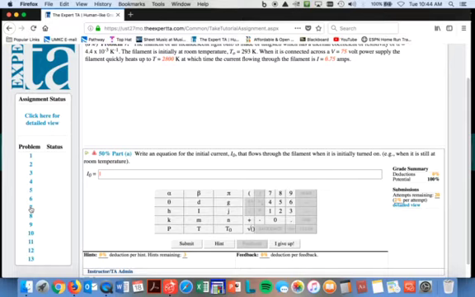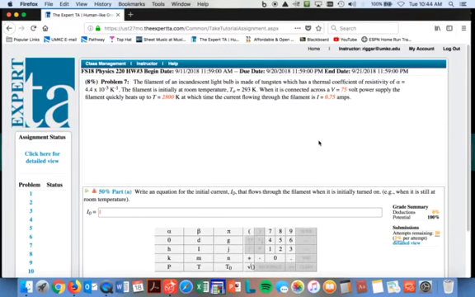So let's go back to problem 7. We'll start problem 7 with the next one. Write an equation for the initial current that flows through the filament when it is initially turned on, when it is still at room temperature. Okay, we can do that, but I'll do that in the next video. I'm sorry, I kind of wasted your time there a little bit.